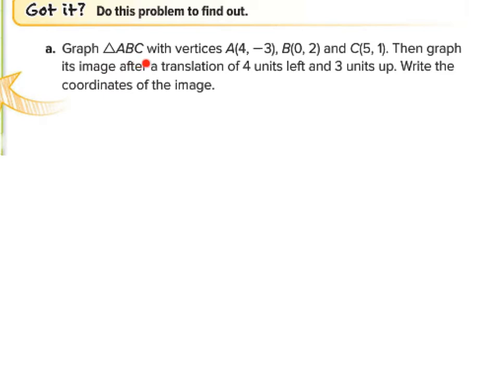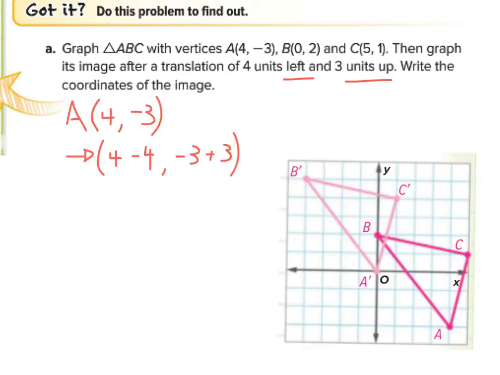Graph triangle ABC with vertices A (4, negative 3), B (0, 2), and C (5, 1). Then graph its image after a translation of 4 units. So 4 units to the left means you have to take them away, right, because you're moving towards the negative side, and 3 units up, and these you would add. Write the coordinates of the image.